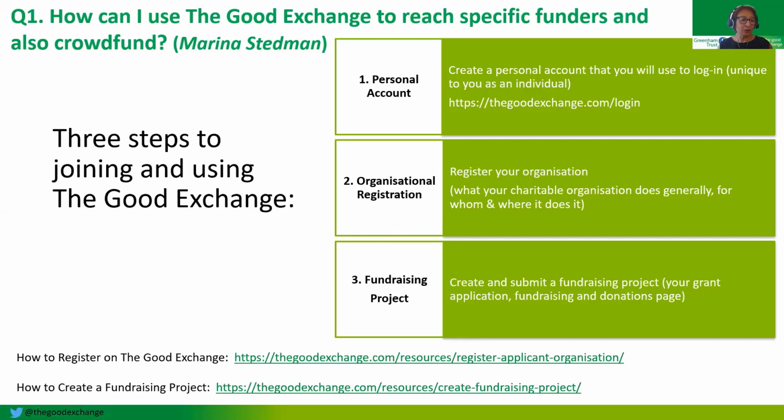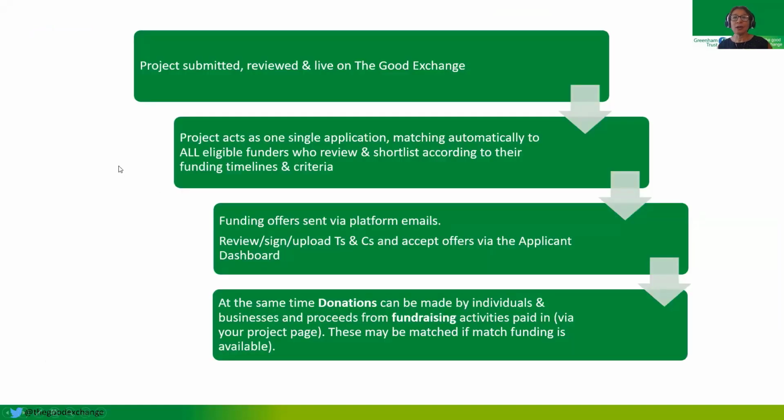So once you've created your project, the next thing to do is to get it reviewed and live. That will be done by Misha and our support team. Once the project is live, it acts like a single application on the Good Exchange. It is automatically seen by all eligible funders who have live grants on the platform, and they will review and shortlist according to their funding timelines and criteria. So you don't need to do any chasing up of the funders, because they will do that according to their criteria.